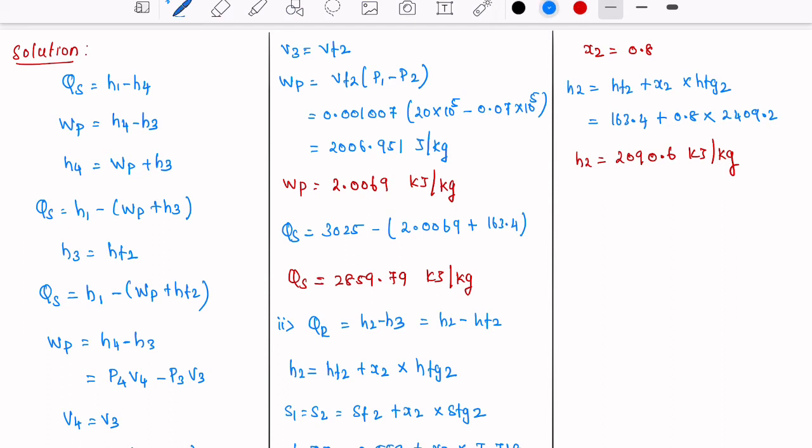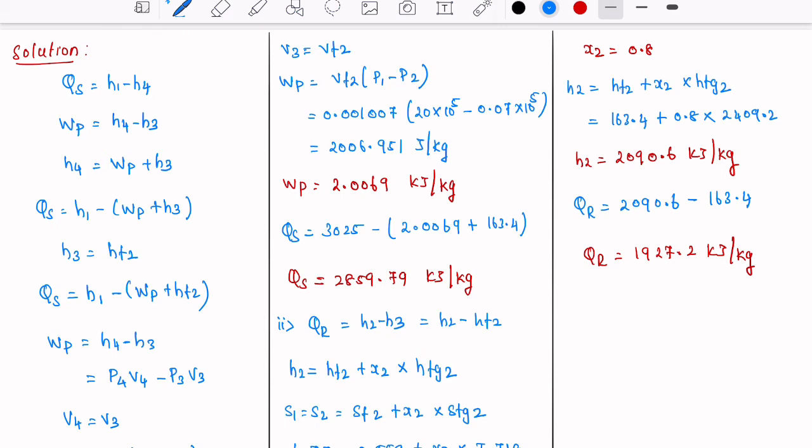If you substitute the values of H2 and H3 in this equation, you can find the heat rejection value. The heat rejection is given as QR is equal to 2090.6, which is H2, minus H3 is equal to HF2, which is 163.4, and heat rejection is equal to 1927.2 kilojoule per kg. Now we have found out the value of QR, that is the heat rejection.